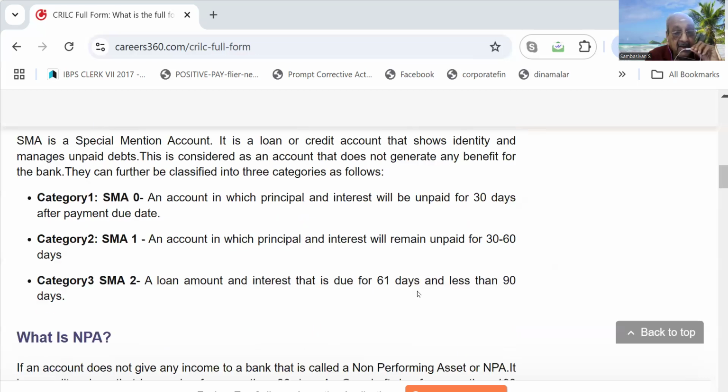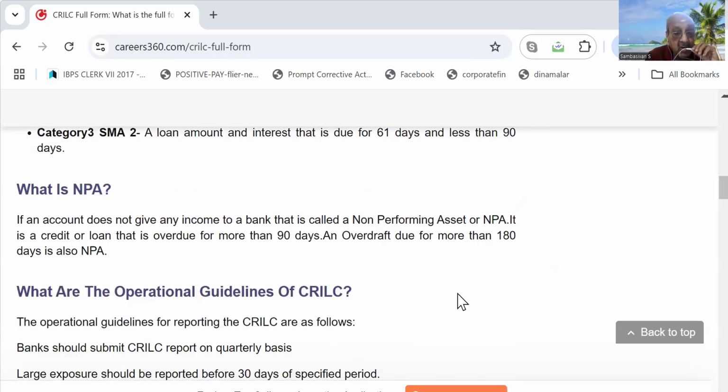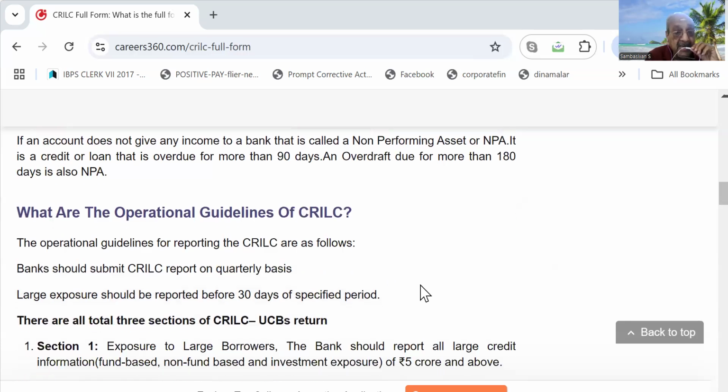SMA 1, an account in which principal or interest will remain unpaid for 30 to 60 days. SMA 2, that is due for 61 days to less than 90 days. What is NPA? If an account does not give any income to a bank, that is called a non-performing asset or NPA. It is a credit or loan that is overdue for more than 90 days. An overdraft due for more than 180 days is also NPA.